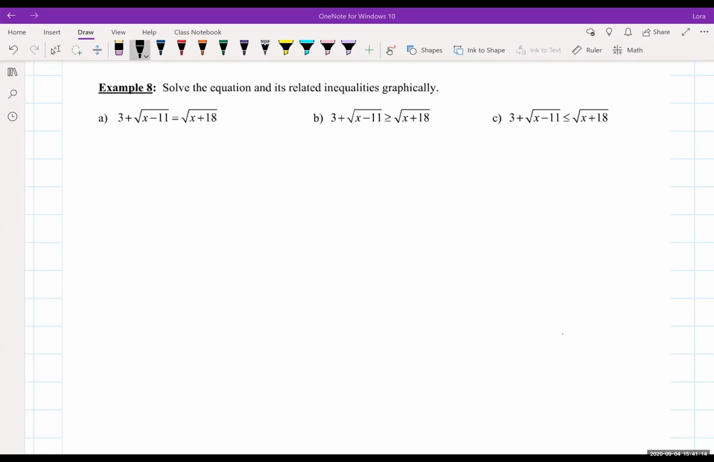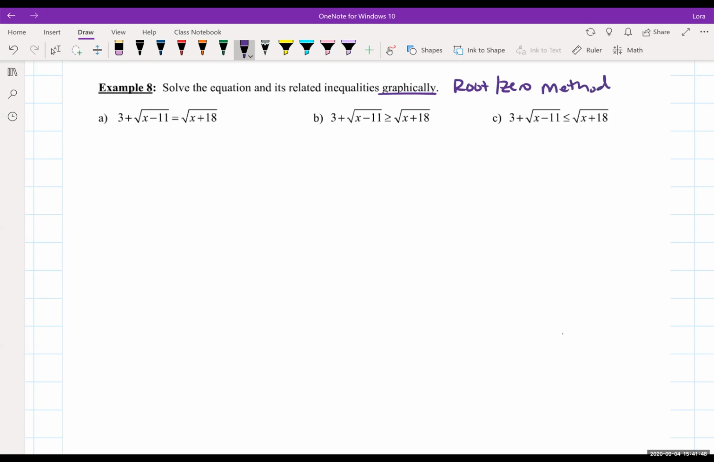I wanted to go over another example of solving an equation and related inequalities graphically. I'm sure you're familiar with the setup of these equations and inequalities so far, but I did want to hone in on the fact that now we're dealing with radicals. So with example 8, again, if we are solving graphically, for all of these we're using our TI, and I really prefer the root zero method for solving all of these.